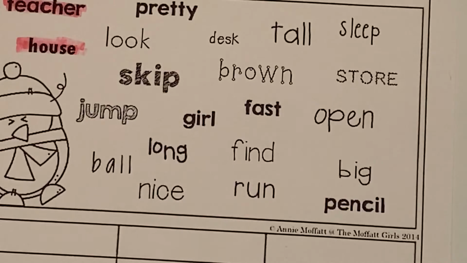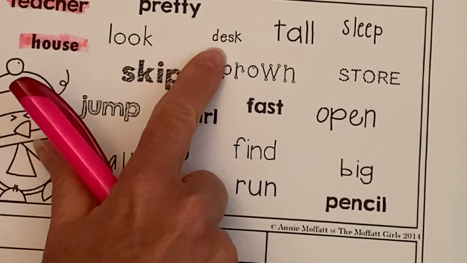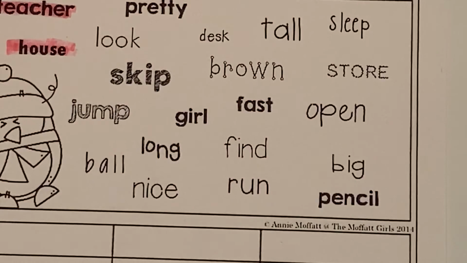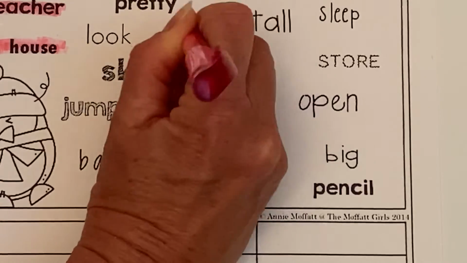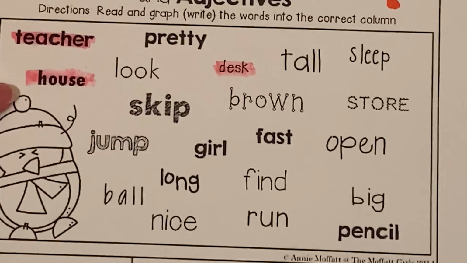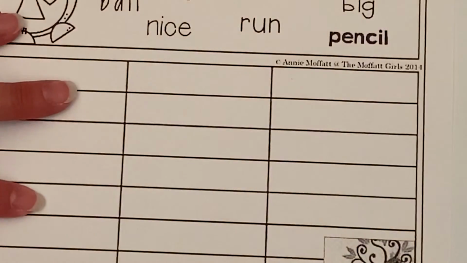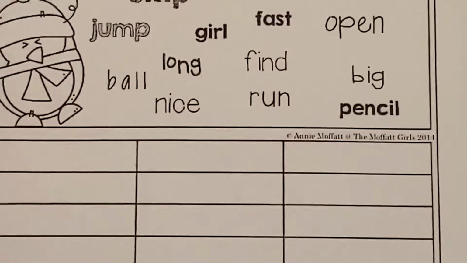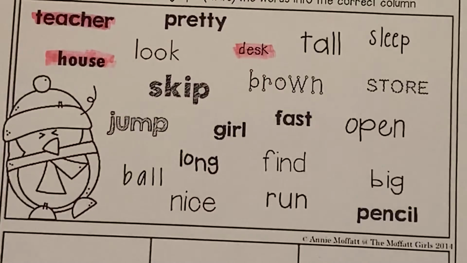I think Miss Pam found another noun. It starts with the letter D. Desk. That's right. Is a desk a person, a place, or a thing? Exactly. It's a thing. So we're going to highlight the word desk in the same color that you highlighted teacher and house because they are nouns. Let's see if we can find another noun. We're looking for a person, a place, or a thing.